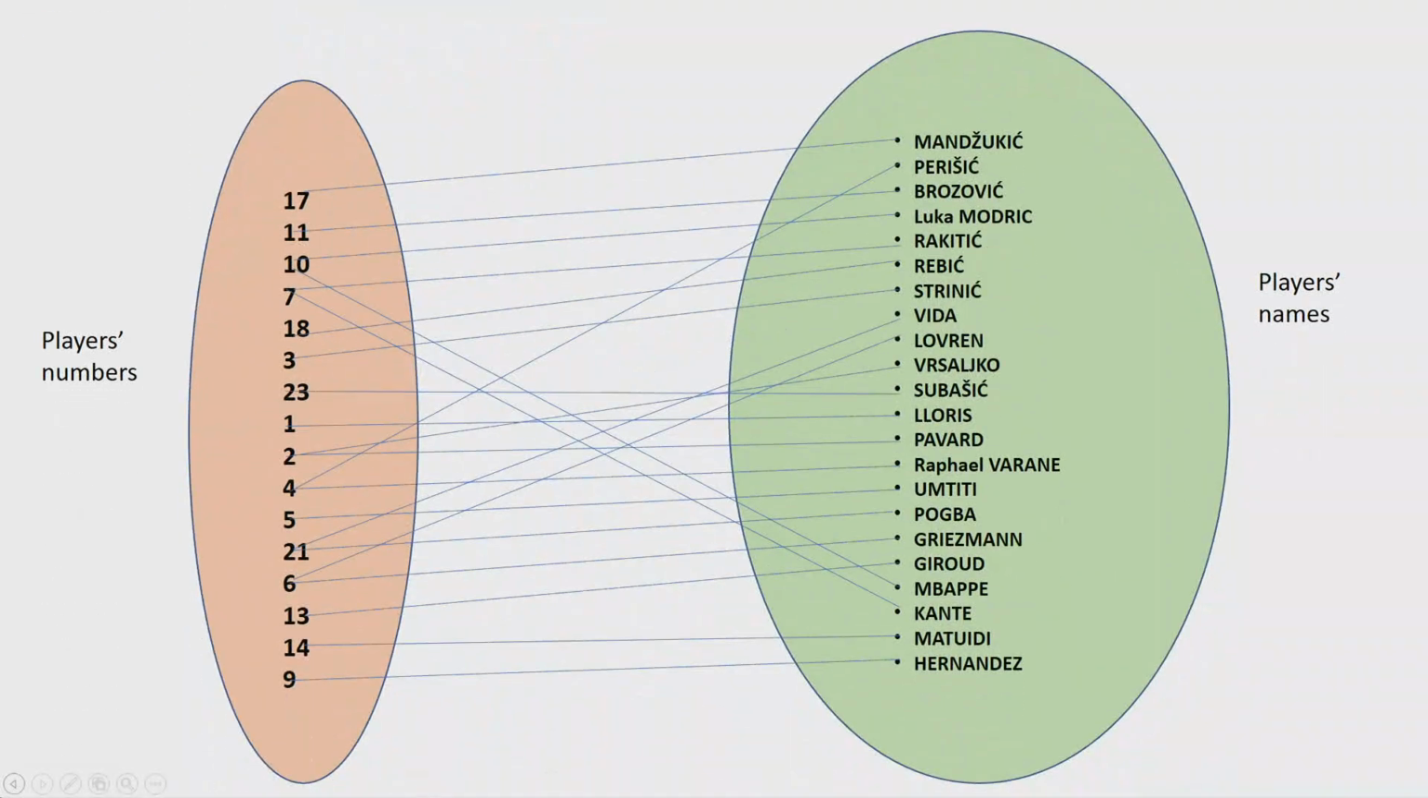We reverse the order of the sets and look at the mapping from the set of players' numbers to the set of players' names. Recall that we define a function as a mapping where exactly one member should be assigned to each member in the set of numbers. Therefore, this mapping is not a function.